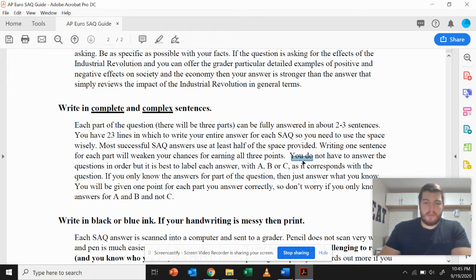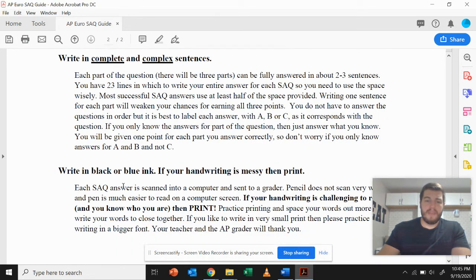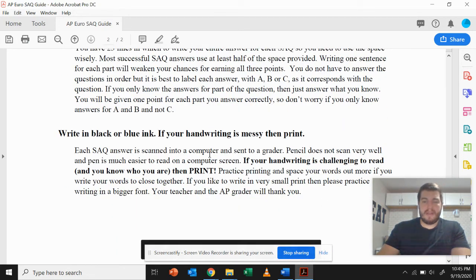You should answer the questions in order and label each one with an A, B, or C as it corresponds to the question. Answer what you know. If you have no idea for B, but you know A and C, just put B and leave it blank. You can still get credit because remember, all 9 answers are scored separately. And this is going to be done in pen, and I absolutely want you to print. We're not going to do any cursive.